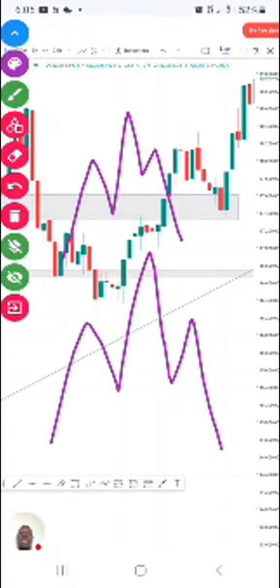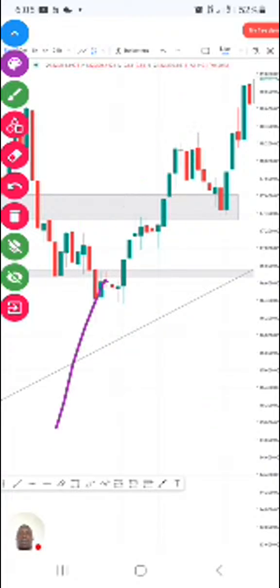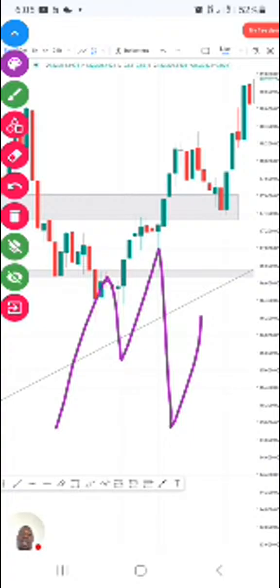That is also it, and another one could be like this, could be like this. That also could be a head and shoulder, because this is a high, this is a low, and this is a lower low. You can see. Are you getting the point?